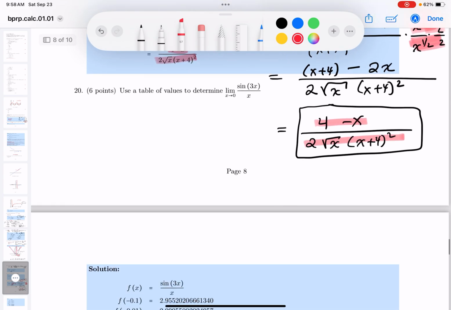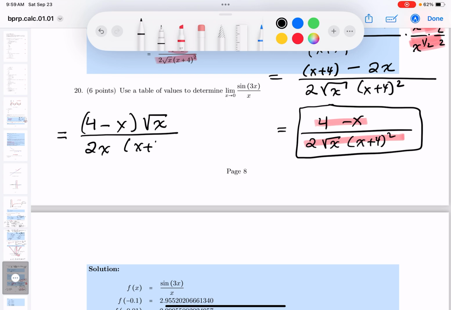Now, I realize some students are going to say, oh, my teacher told me not to put roots in the bottom. And if you want, you can rewrite it. I just don't see it adding much to the problem. Let me go through that with you. You could write down 4 minus x times the root of x. In other words, I multiply top by root x. And if you multiply the bottom by root x, what would you get? 2x, and then x plus 4 squared. If you prefer that answer, you can. This is also a good answer, by the way.